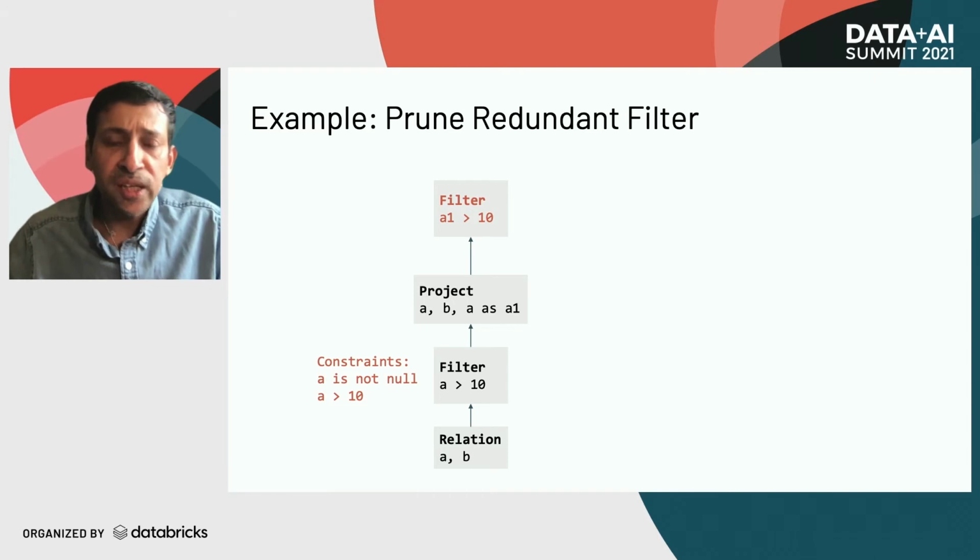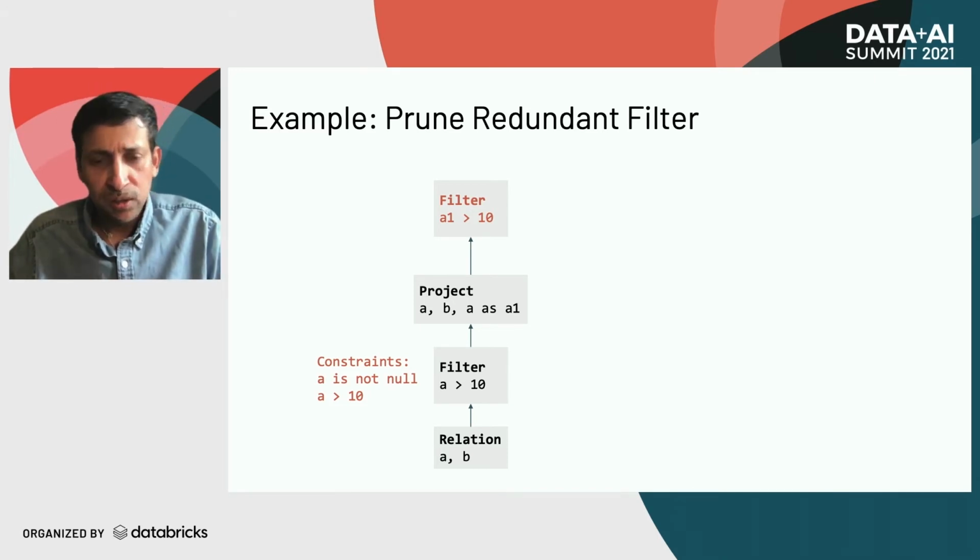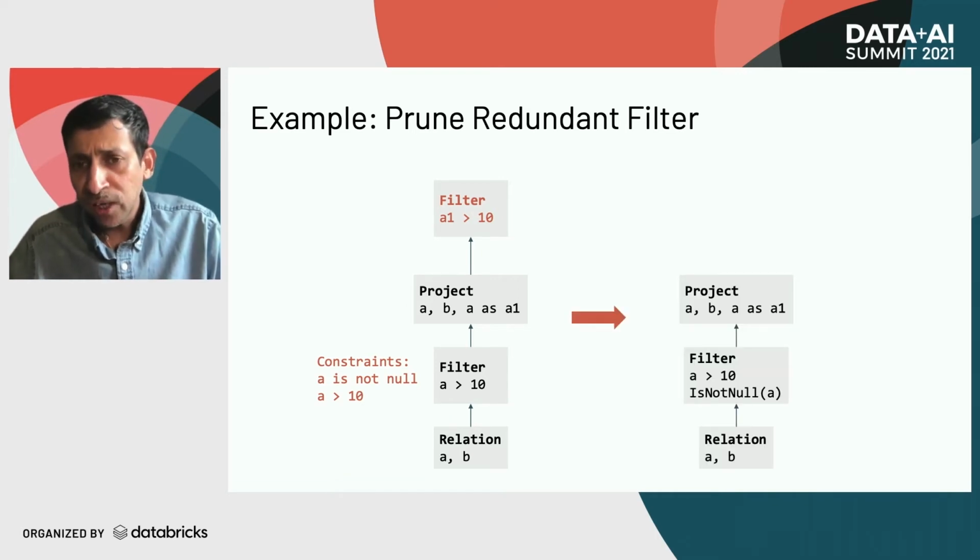Now, let's take the example of pruning of redundant filters. On the filter node, we have again the constraints A is not null and A greater than 10. Then there is a project node where A is aliased as A1, and on top of it, we have a filter A1 greater than 10. Since A1 is an alias of A and we already have a filter A greater than 10, it implies that A1 greater than 10 is a redundant filter, and that should be removed from the plan. So the optimizer would modify this plan and remove the filter A1 greater than 10.